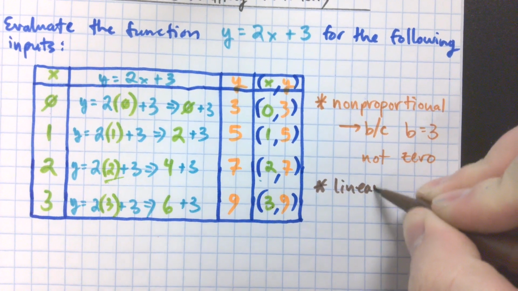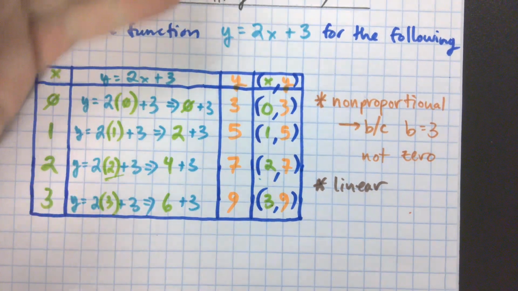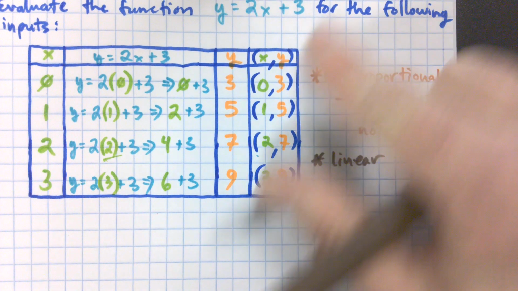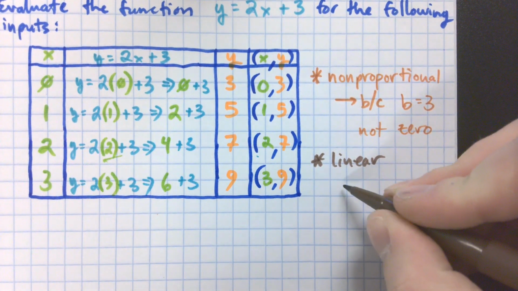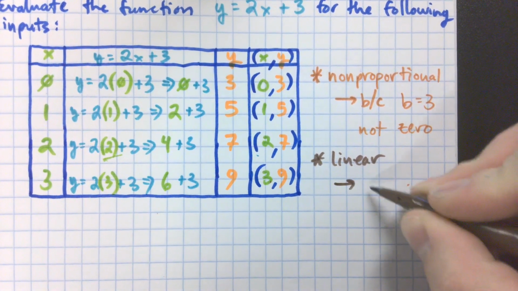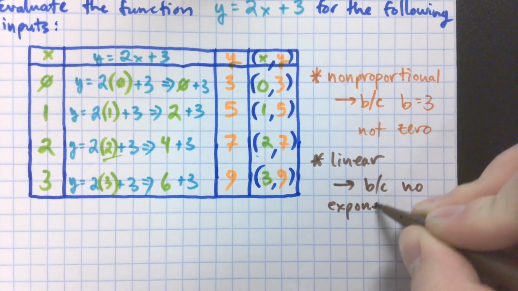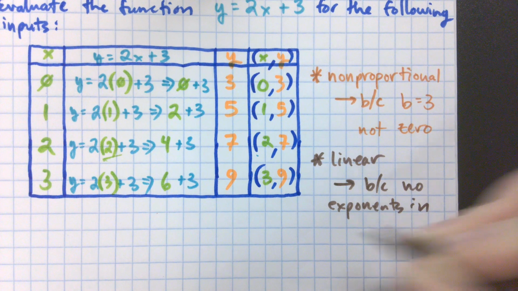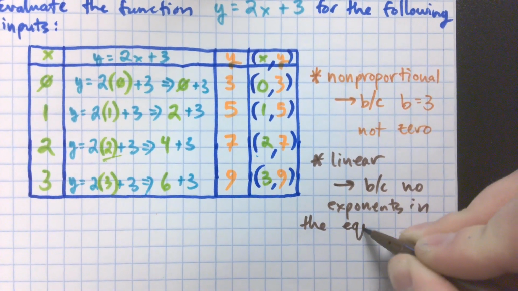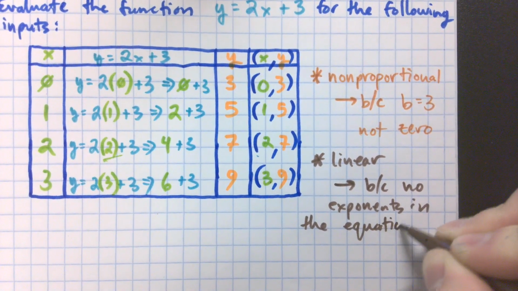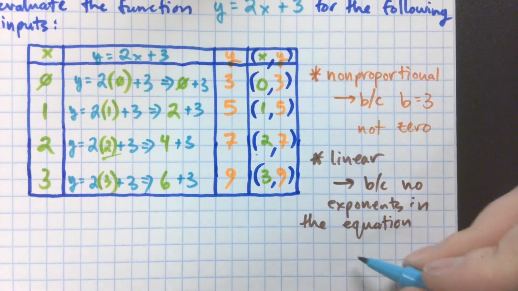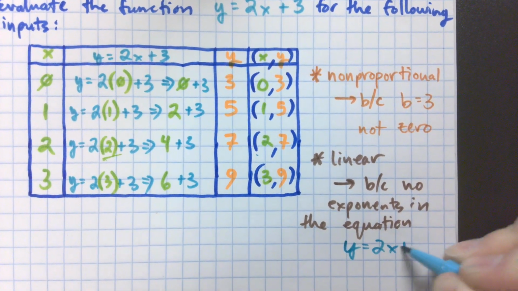This is something we're going to have to do on worksheet 32 after we work out our table. We've got to describe the function that we see without graphing. Linear, because no exponents in the equation. Y is equal to 2x plus 3.